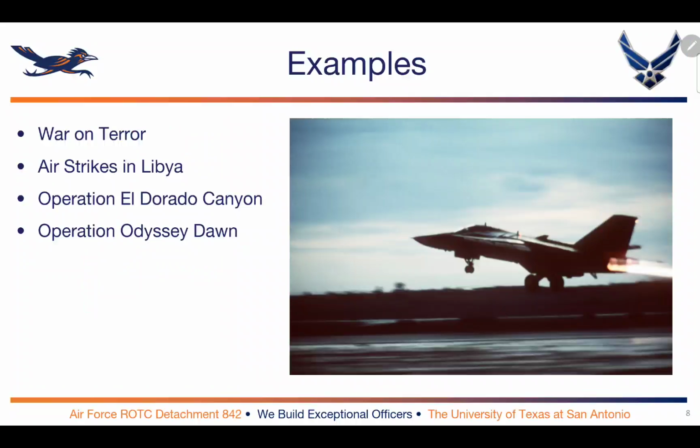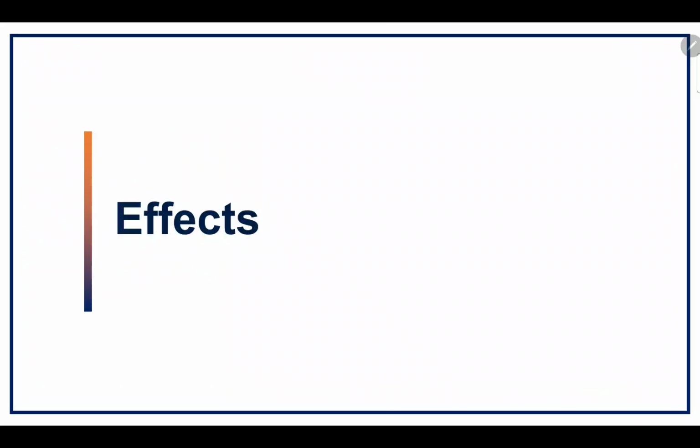Another example would be Operation Odyssey Dawn, where the U.S. and Allied forces established a no-fly zone near the Libyan coast by a strike against Libyan air defense assets to prevent the regime from attacking rebel forces and civilians. This shows how air power and diplomacy can successfully protect lives.